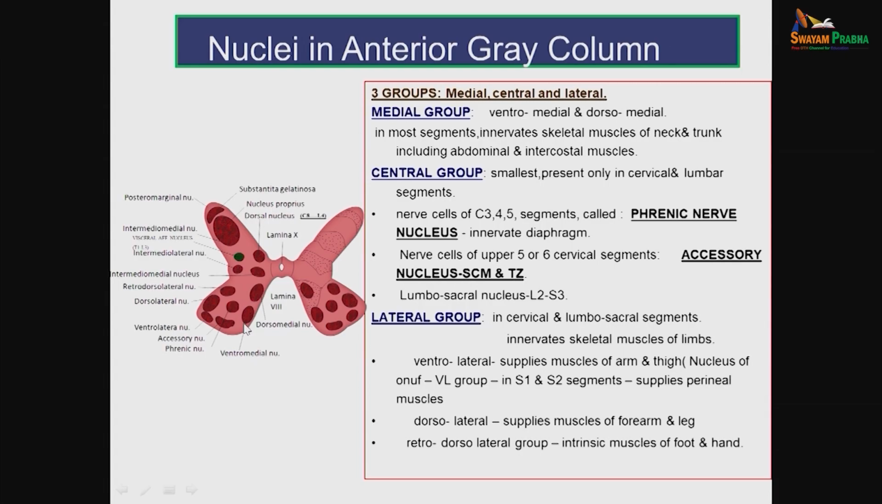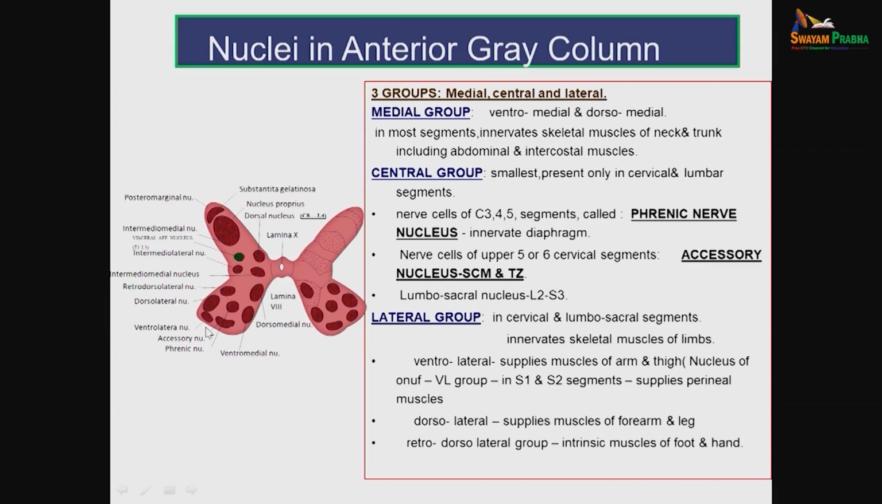So, we talked about the medial group of nuclei and the central group of nuclei. We are now going to the lateral group of nuclei. The lateral group of nuclei are present in cervical and lumbosacral segments. Please understand, this is a very important group of nuclei which innervate the skeletal muscles of the limbs. It is divided into ventrolateral, dorsolateral, and retrodorsolateral. So, three subdivisions of the lateral group of nuclei: ventrolateral, dorsolateral, retrodorsolateral.